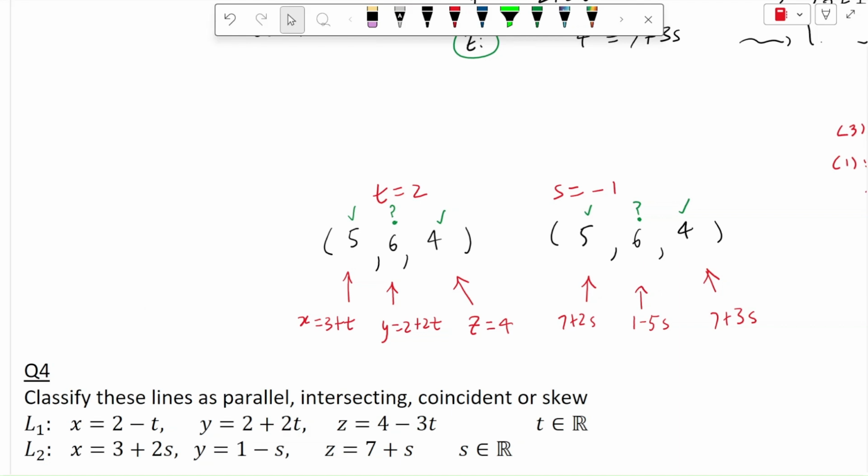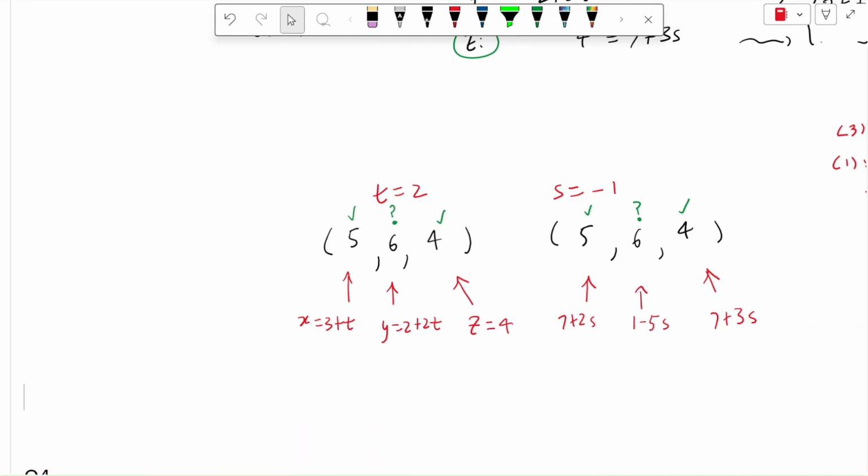So therefore, L1 and L2 intersect at a point, and that point is (5, 6, 4).